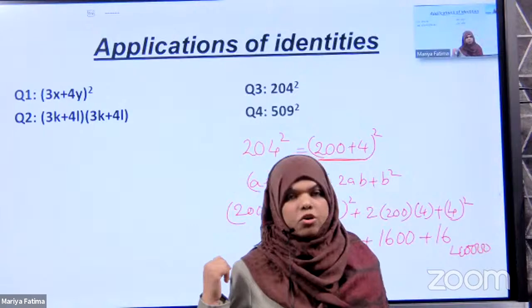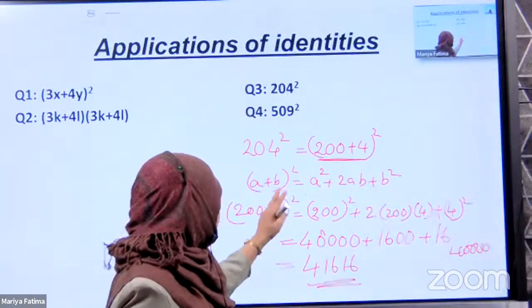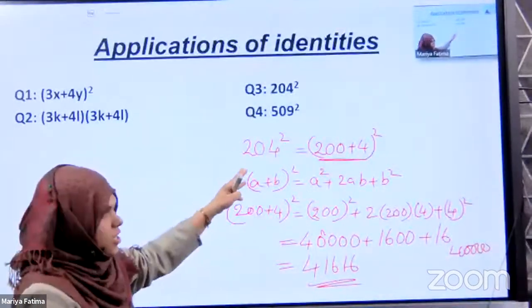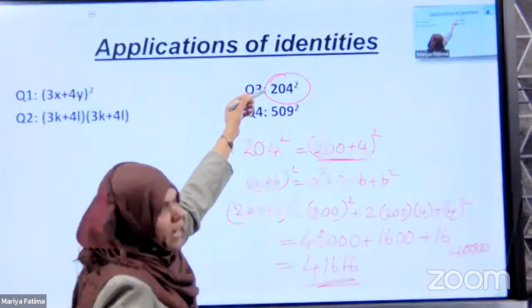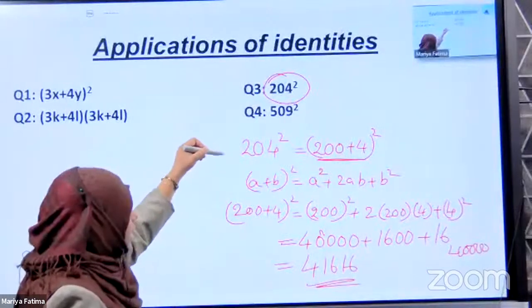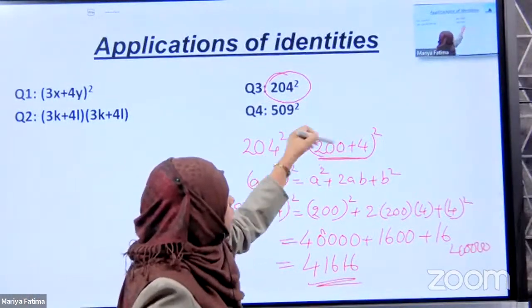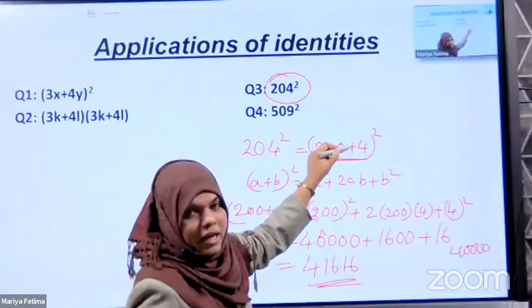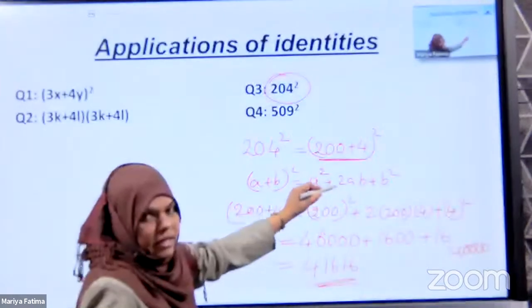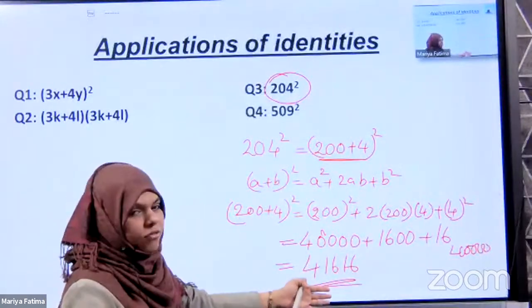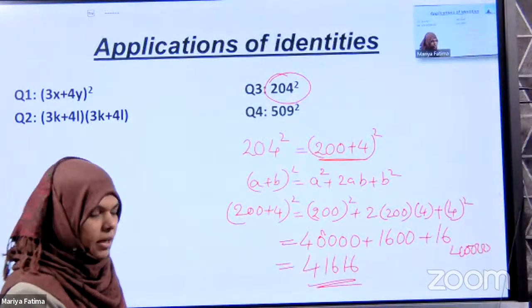So how do we use this identity in this form? In these questions, you can expand the number. Instead of writing 204, we are writing it as (200 plus 4) whole square. Now it will be in the (a plus b) whole square formula, and you can use this identity to solve this. So we have used it and we got the answer quickly.